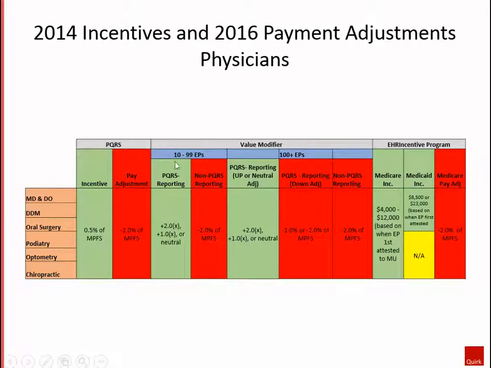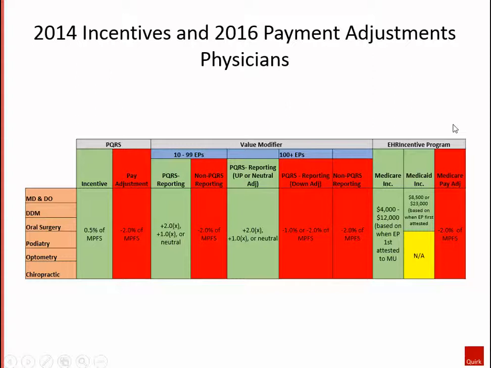So providers in the second phase-in of 10 through 99, this year they will not be subject to the downward adjustment that providers of 100 or more would be. They would only simply be subjected to either an upward adjustment for successful reporting, or they would stay neutral. However, they would still be subject to the 2% Medicare fee-for-service adjustment for not reporting PQRS.